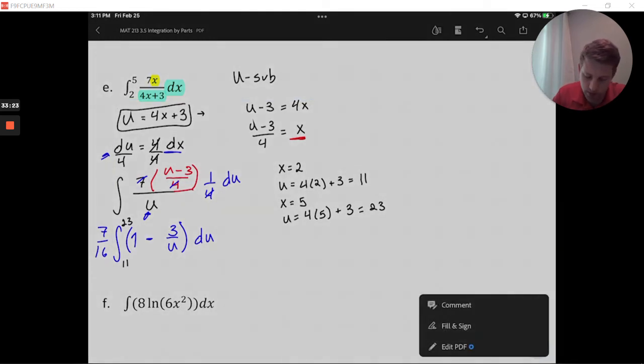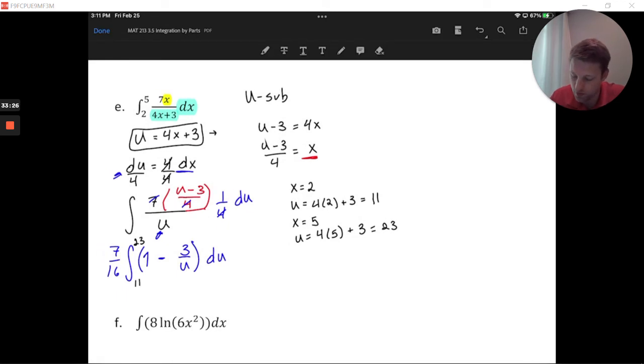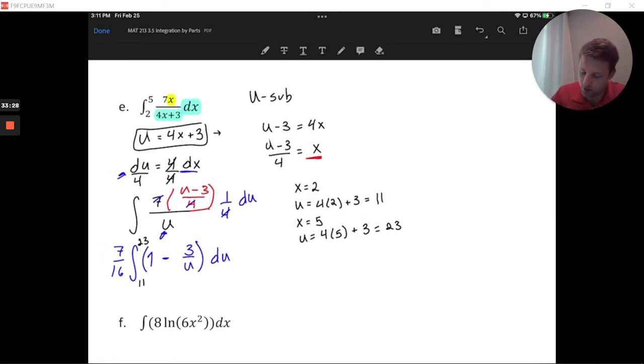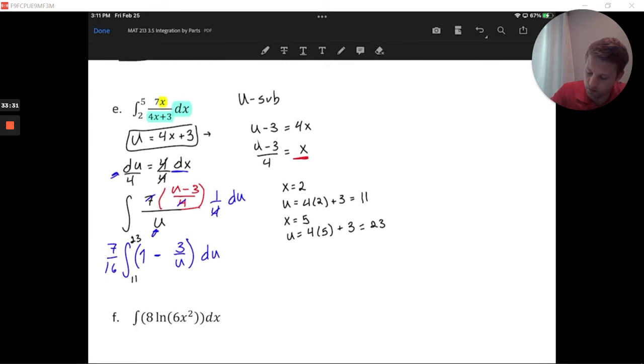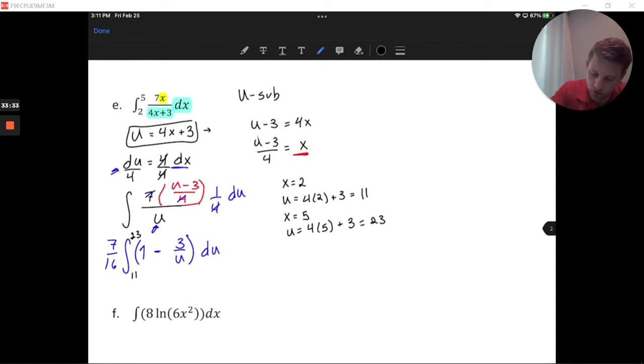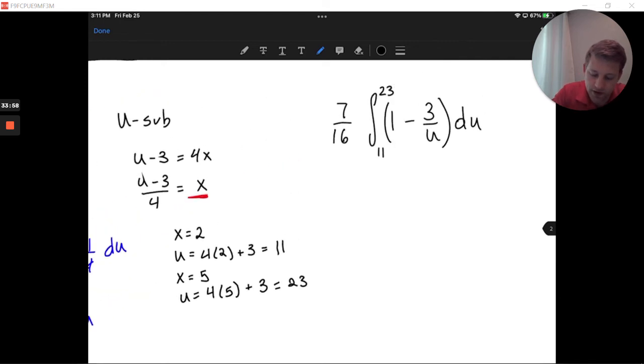And we'll go ahead and consider working out the rest of this integral. I'm going to rewrite it here on the side. Ran out of space here, so let's just rewrite exactly what we have. We have 7/16, and then the integral of 1 minus 3 over u du, again with those bounds of 11 and 23. All right, so let's take our antiderivatives here.